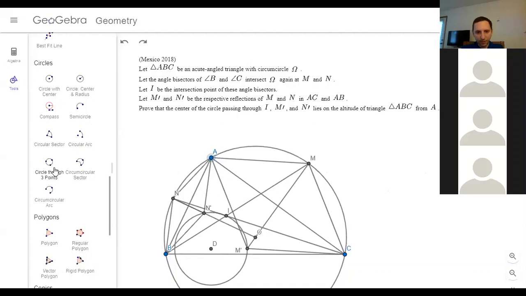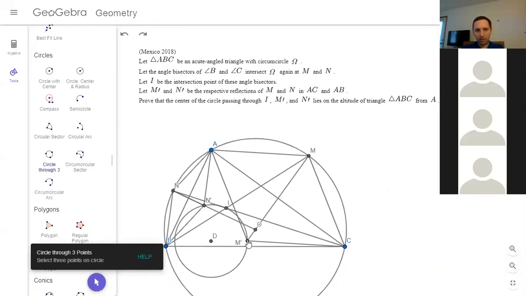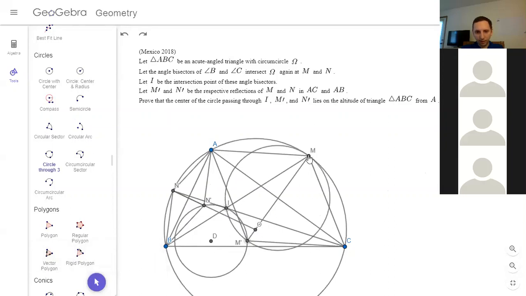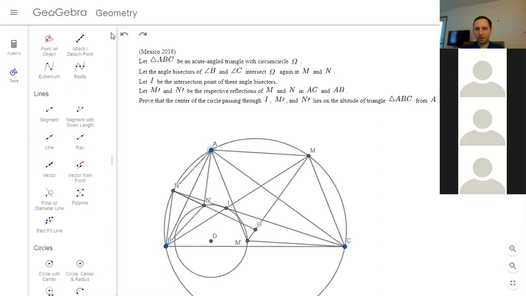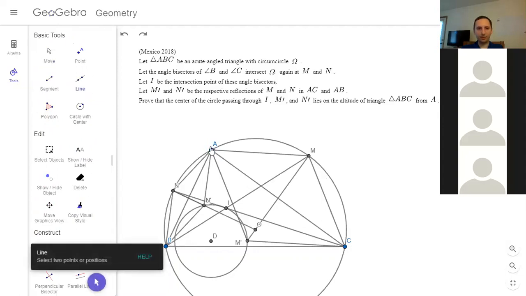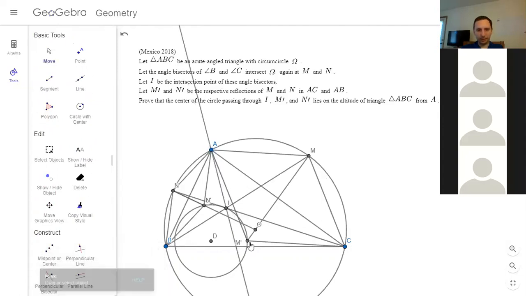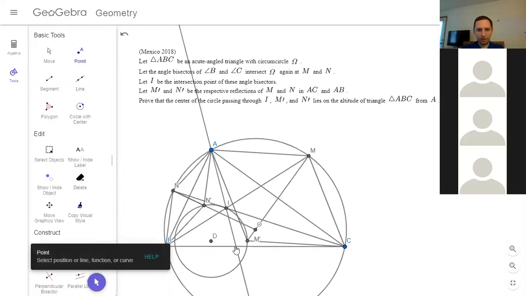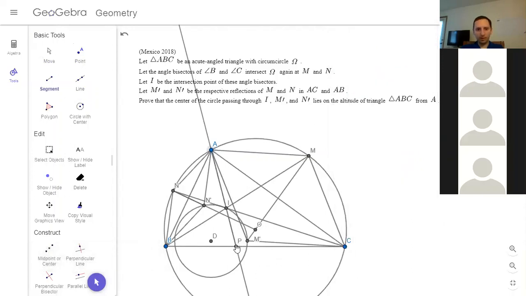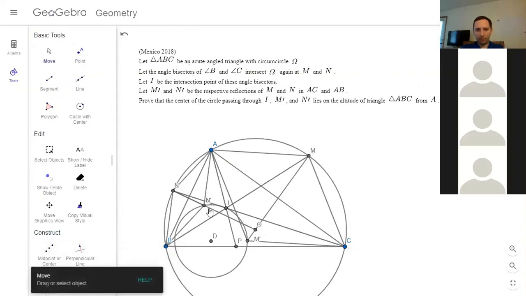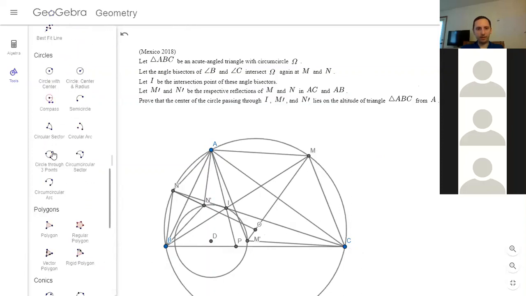But let's see. Is that tangent? No. If we intersect AI with BC at P, that might help. So let AI intersect BC at P. Okay. Then A N prime P C is cyclic.